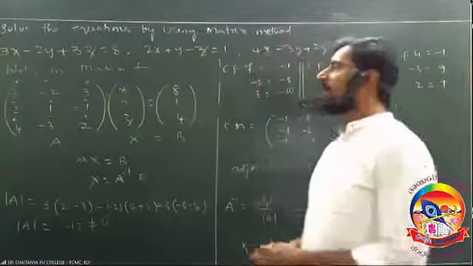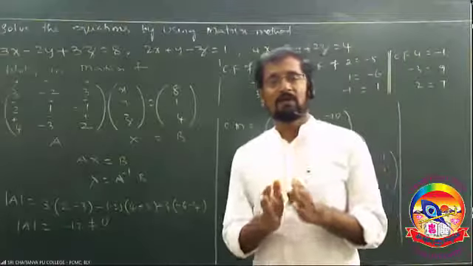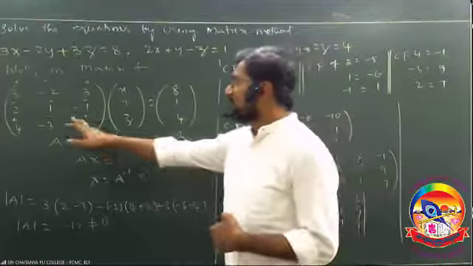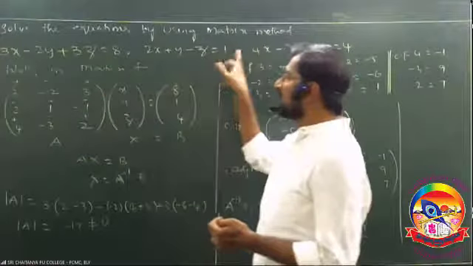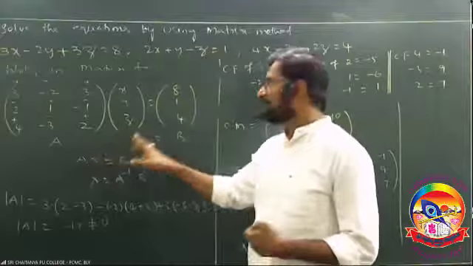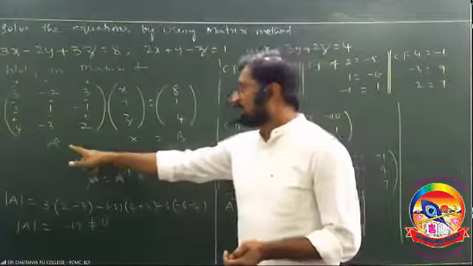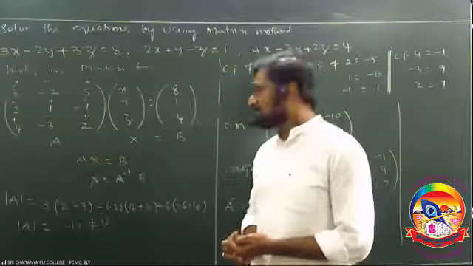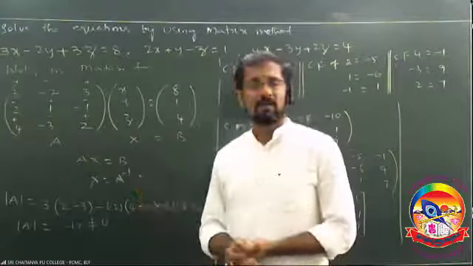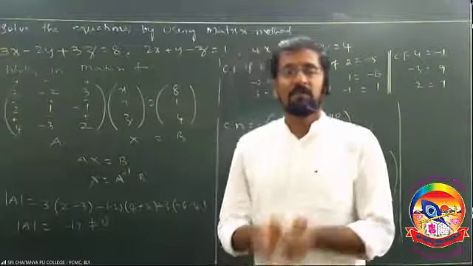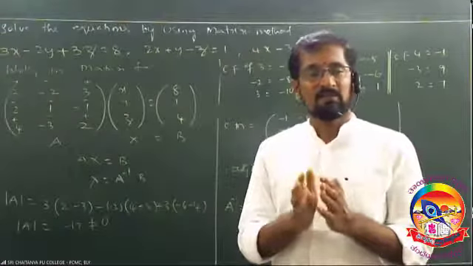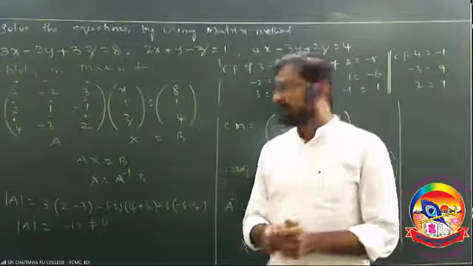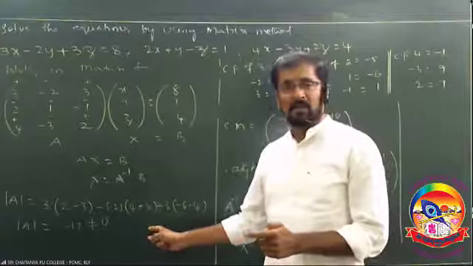Observe. First of all, write down the matrix. Write down the equations in the matrix form. I am writing these three equations in the matrix form. After that, A, the coefficient matrix, into the variable matrix is equal to the constant matrix. Ax is equal to B implies x is equal to A inverse into B. First of all, check whether A inverse exists or not. To check whether A inverse exists or not, find out det A. I think you know how to find out det A, right?